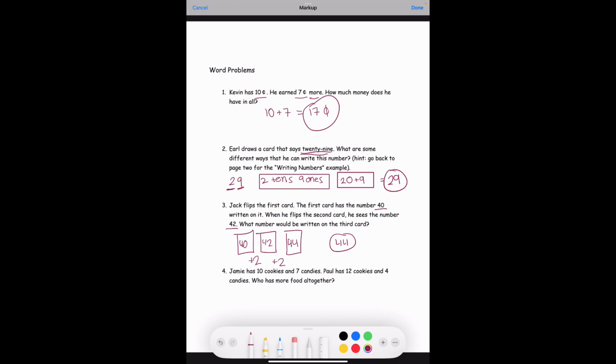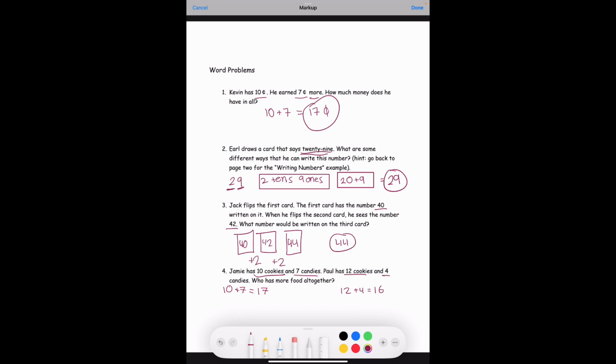Number 4. Jamie has 10 cookies and 7 candies. Paul has 12 cookies and 4 candies. Who has more food altogether? Okay, let's start with Jamie. Jamie has 10 cookies and 7 candies. 10 cookies, and you add 7, which equals 17. And Paul has 12 cookies and 4 candies. 12, add 4, which equals 16.